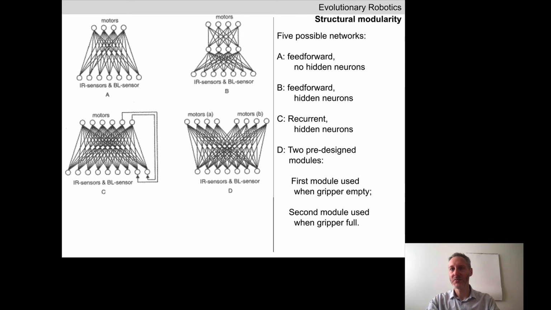This was the subsumption architecture. Different parts of the network would subsume or take over control of the robot depending on its circumstances. Okay. So this is network D.